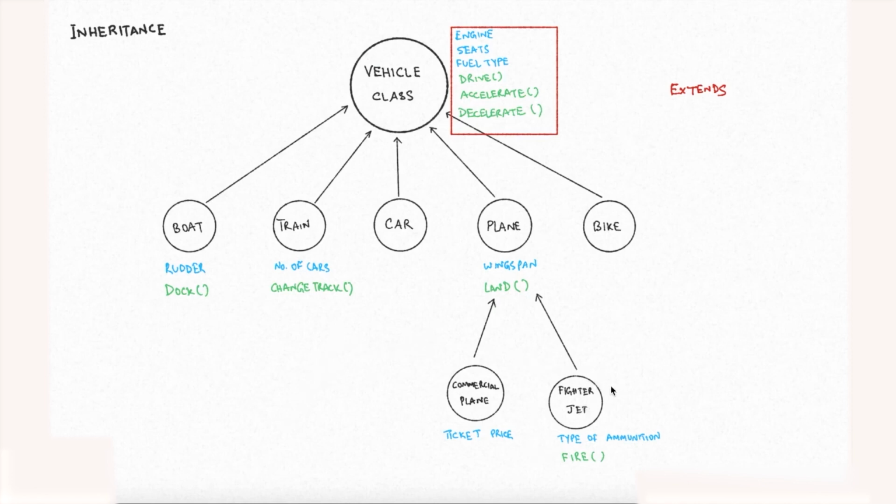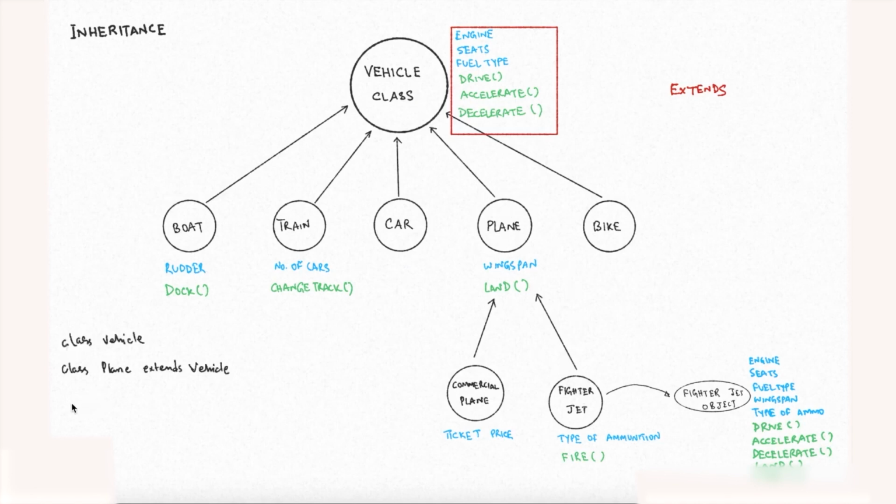So if we create a fighter jet object using the fighter jet class, then it will inherit all the attributes of all of its parents. So it will inherit the attributes of plane and the methods of plane, but it will also inherit the attributes and methods of the vehicle class. So even though we only created one attribute and one method, because fighter jet inherits from plane and plane inherits from vehicle class, fighter jet gets everything that its parent has and also everything that its parent's parent has. So essentially we'll have a vehicle class, and then we can have a plane class that extends vehicle, and then we'll create another class, fighter jet, that extends plane. And that is how inheritance works.